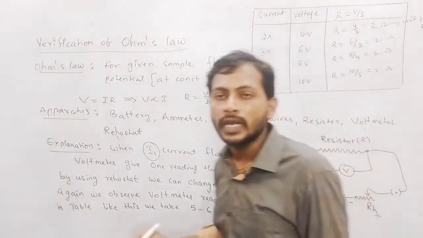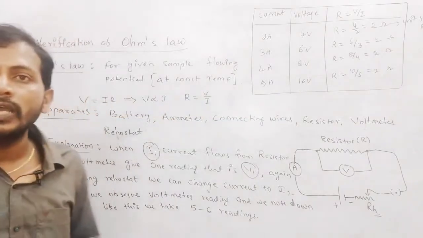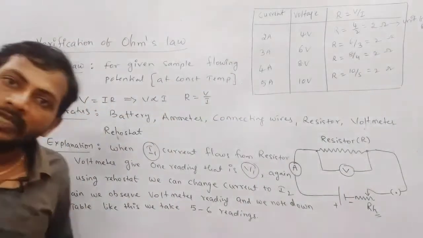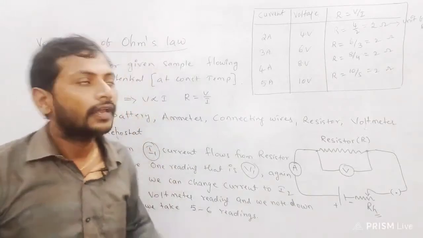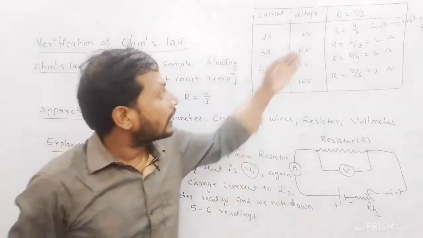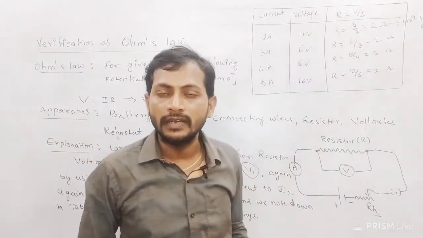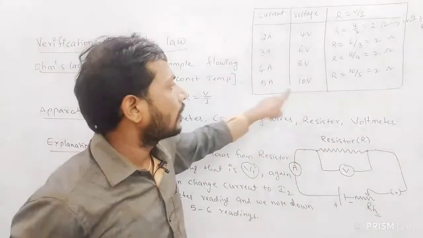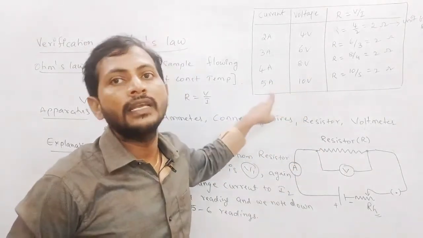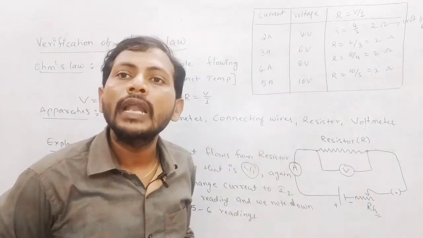Then what did you understand? When you change the current, the voltage changes. When the voltage changes, the current changes, but the resistance of the wire is constant. So now what did we prove? When I change the voltage value, the current changes. So now Ohm's law is proved.